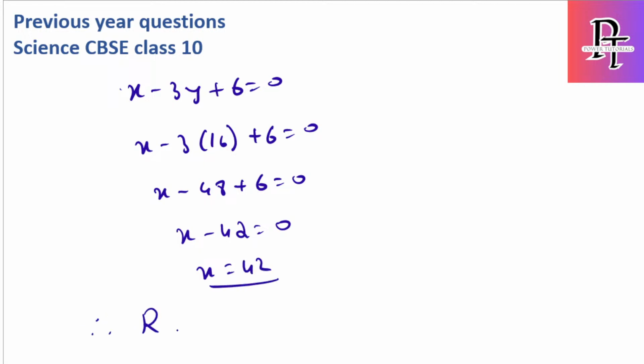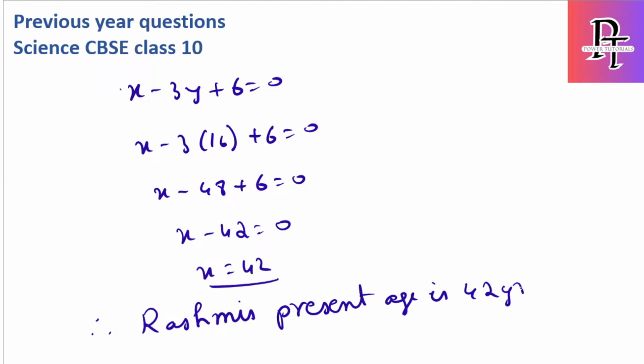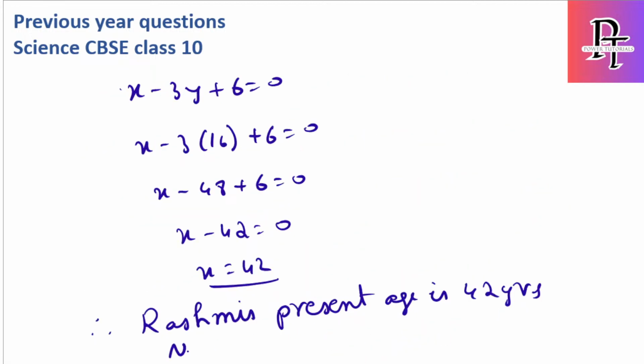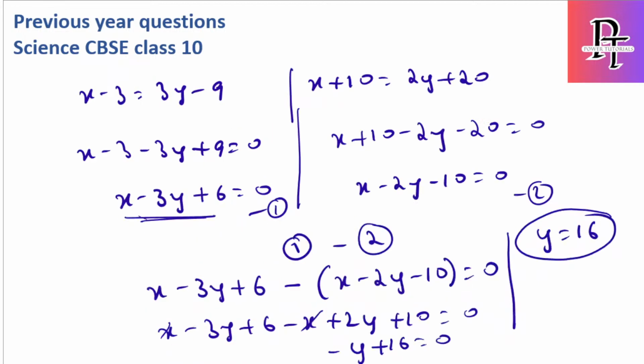Therefore, Rashmi's present age is 42 years, and y value is Nazma's present age, 16.